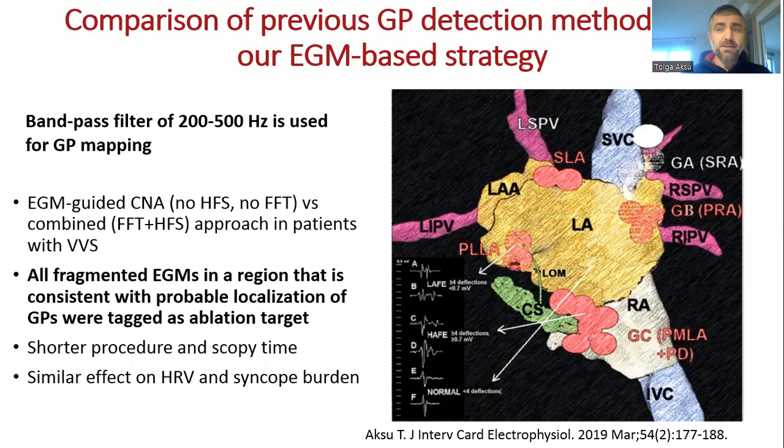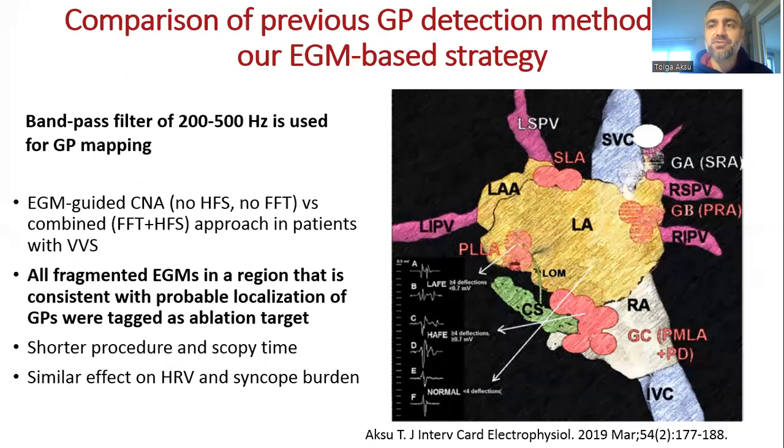So now we only target fragmented electrograms, regardless of high or low amplitude, in a region that is consistent with the probable localization of GPs. Please remember that we perform cardioneural ablation usually in a younger population.